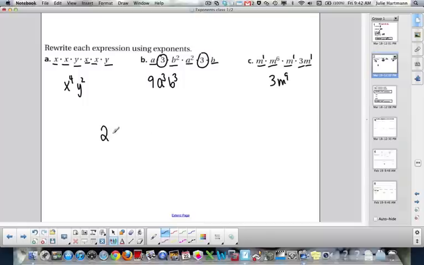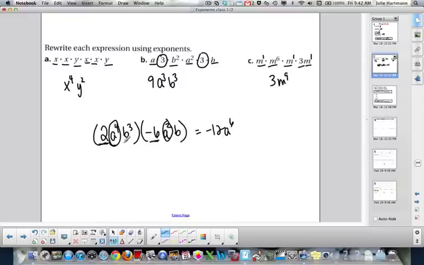Okay, so I'm going to look at a couple more. If you have something like 2 a to the 4th b to the 3rd, times negative 6 a squared b. Any coefficients, you just multiply them. 2 times negative 6 is negative 12. And then a to the 4th and a squared, 4 plus 2 is a to the 6th. And then b cubed plus b is b to the 4th. So there's another example for you.